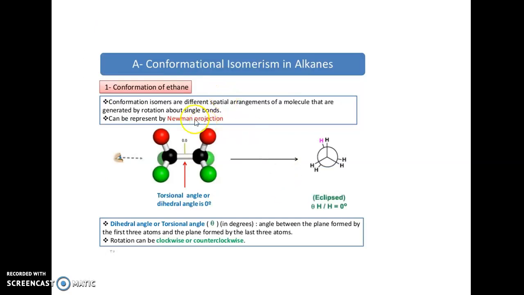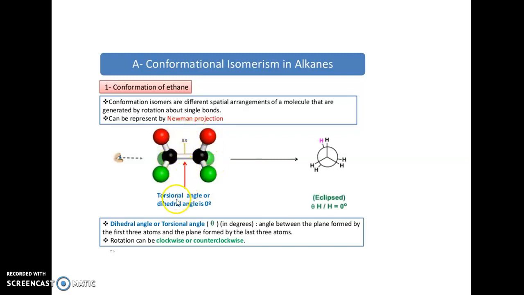And if we take the details of the conformation of ethane, as usual, conformational isomers are different spatial arrangements of a molecule that are generated by the rotation of single bonds, and which can be represented by the Newman projection. Just now we have seen how we get the eclipsed conformation of ethane. So this is the model view of the eclipsed form of ethane.